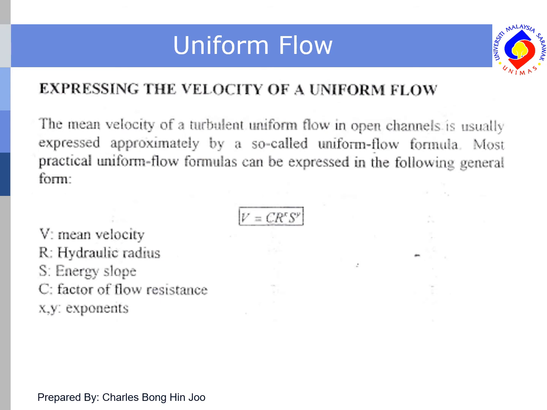In terms of the calculation of the velocity of a uniform flow, most of the practical uniform flow formulas can be expressed in the following general form, where V is the mean velocity equal to C, which is the factor for the resistance, multiplied by R, which is the hydraulic radius to the power of X, and S, which is the energy slope to the power of Y.